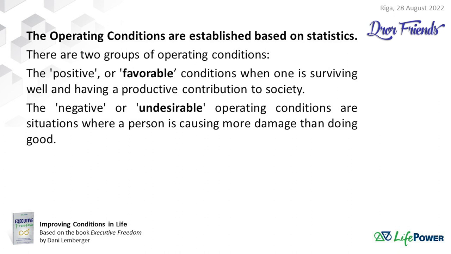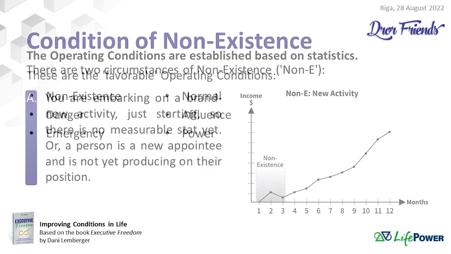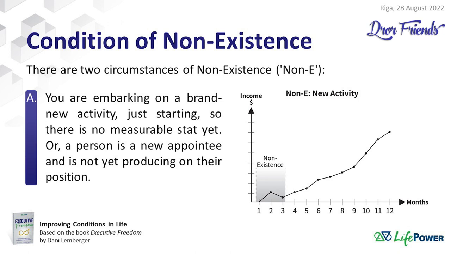We assign a condition by observing the trend. So we saw statistics and we saw the trend. The trend is the overall direction. And when you look at the trend, you see the favorable operating conditions. There are six conditions. We have a condition that we call non-existence. Why is it called non-existence? Because we're talking about something that doesn't exist.